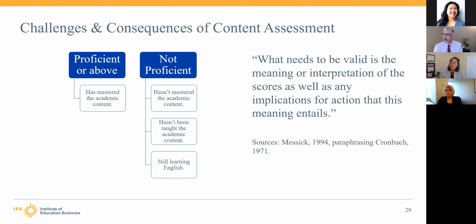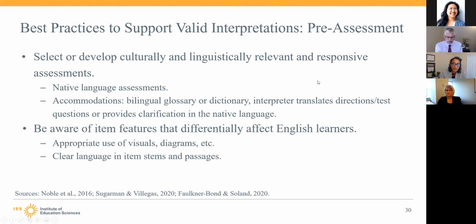the meaning or interpretation of the score, as well as any implications for action that the meaning entails. So we often want to use these assessments to make decisions about, for example, the types of supports a student needs, whether they're ready for certain kinds of instructional environments or opportunities. But if we can't be confident what their score means, then it creates validity issues in terms of how we then use that score.